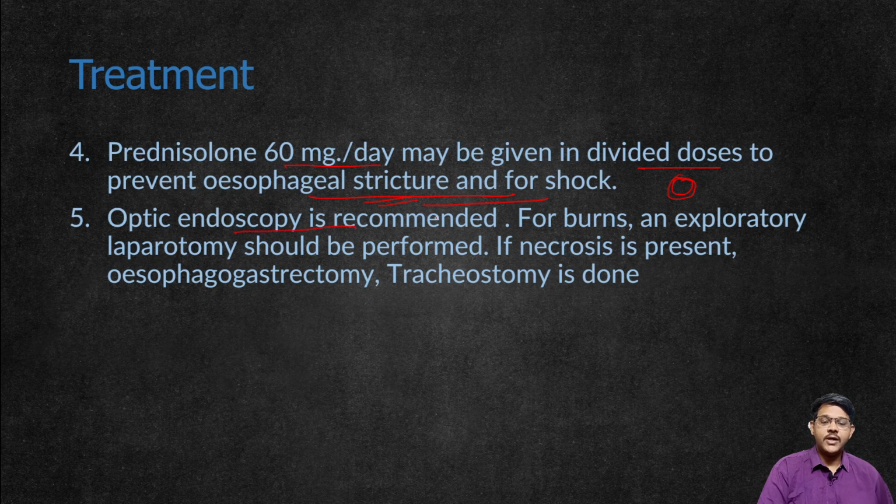Optic endoscopy is recommended to evaluate the extent of damage in the esophagus as well as in the stomach. For burns, if there are second to third degree burns, an exploratory laparotomy should be performed to know the extent of damage it caused. If necrosis is present, esophagogastrectomy can be done in the esophagus, and if there is necrosis in the trachea, tracheostomy is done to remove any necrosed tissue. This is to avoid sepsis. To prevent septic shock, the damaged necrosed tissue should be removed.